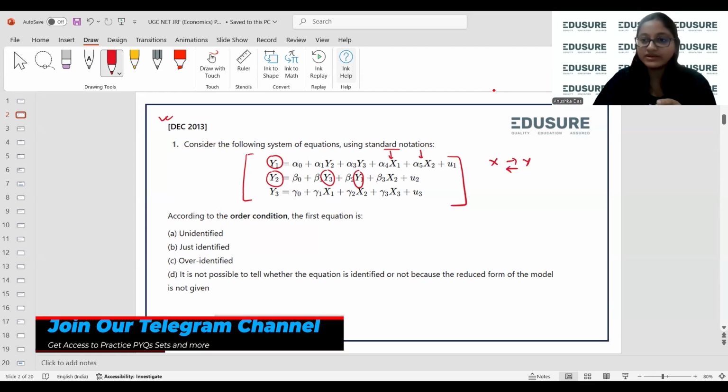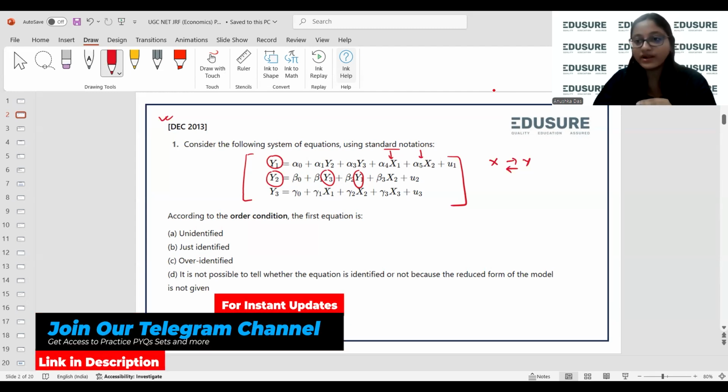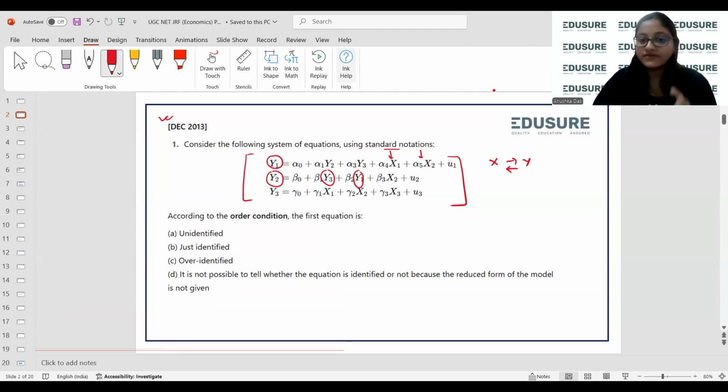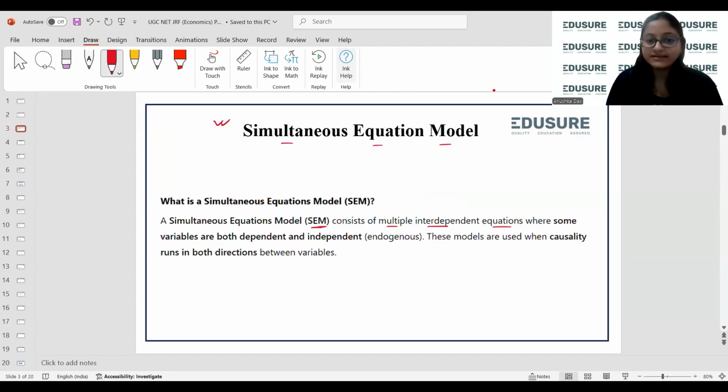So separately estimating this system of equations using the ordinary least squares method becomes impossible. If you have a simultaneous equation model, you cannot use OLS because that will give you biased and inconsistent estimates. That we will come to in a while. Now just understand the structure of a simultaneous equation model is such that multiple interdependent equations exist, right? Some variables are both dependent and independent variables. Dependent means they are the endogenous variable and independent means exogenous. So the variables can be both endogenous and exogenous.